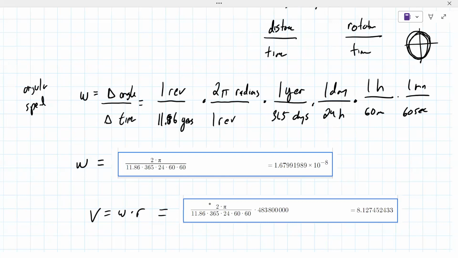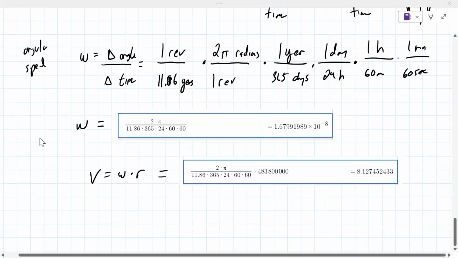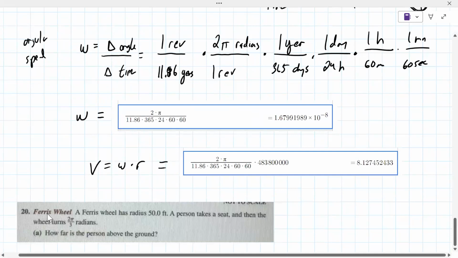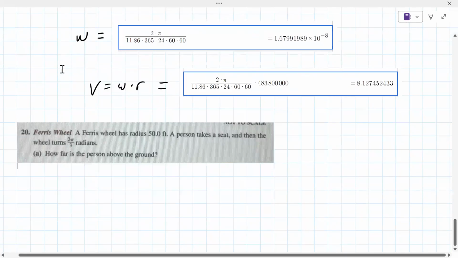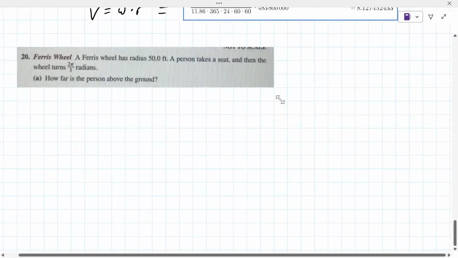Can we move on to the next question? Number 20. So the units for this would be miles over second. All right, let me know when we can move on to 20.